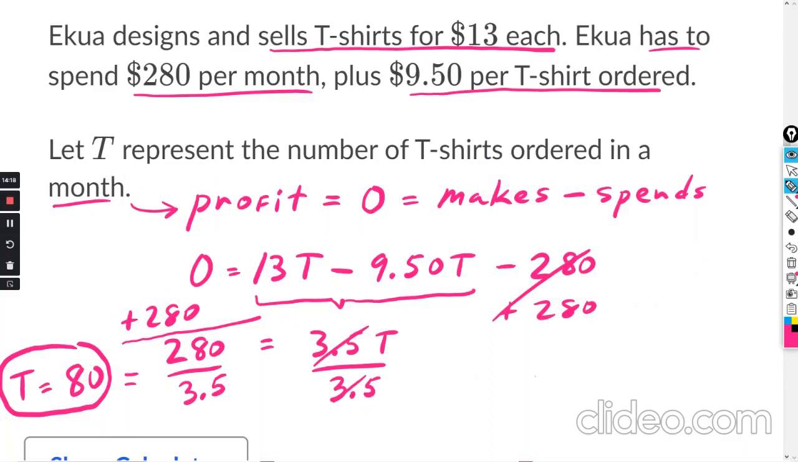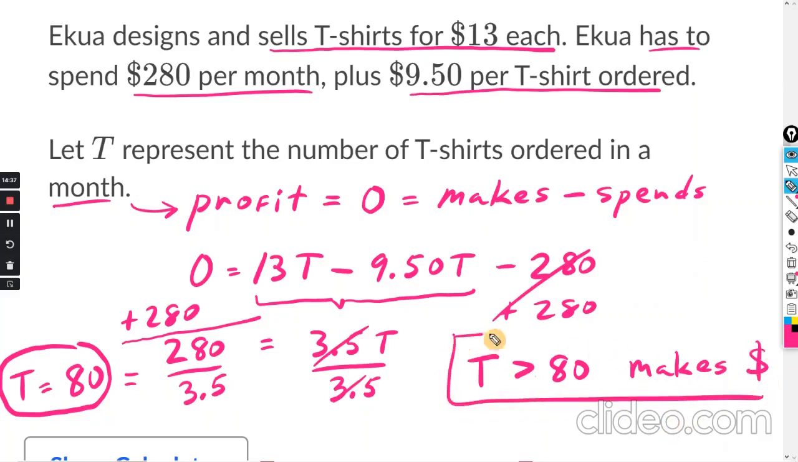All right, so in other words, if she sells more than 80 t-shirts, she makes money. If she just sold 80, then she makes $0. But when she sells more than 80, this is greater than 80, she'll start to make money. She'll make a profit.